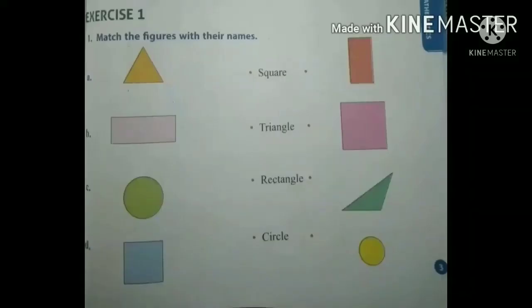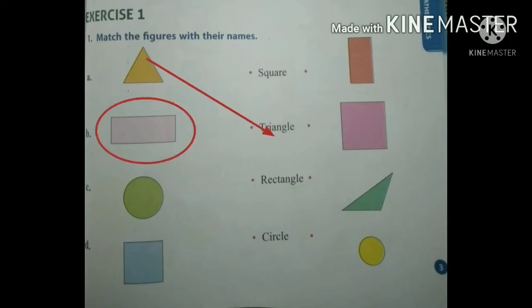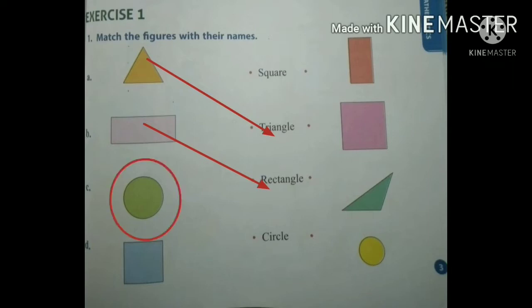Yes. Let us do the exercise problems. Exercise number 1. First question, match the figures with their names. The first one, here you can see 3 sides. So, this is triangle. Let us join this figure with triangle. The next one, it has 4 sides, and also we can see 2 sides are long and 2 sides are short. So, this is rectangle. So, let us join this figure with rectangle. Yes. The third one, which shape is this? Yes, it is round in shape. So, this is circle. Okay.